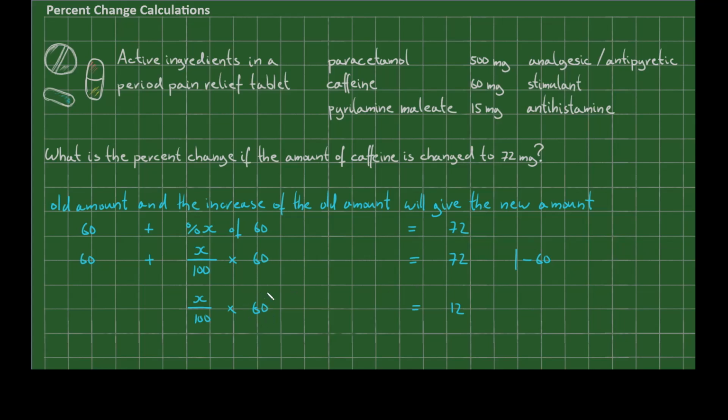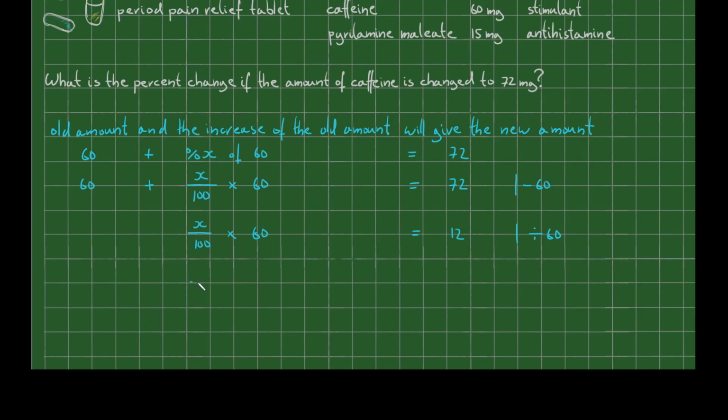Now I'm going to transpose this 60 that is involved in multiplication, and I'm going to do that by dividing both sides by 60. I need to scroll down a bit. On the left-hand side, I will be left with x over 100, and on the right-hand side, 12 divided by 60 is 0.2. The final step is to transpose the 100. I'm currently dividing by 100, so to transpose it, I'm going to multiply both sides by 100. On the left-hand side, I will be left with x, and on the right-hand side, I will be left with 20. Once again, we have calculated that the percent change is 20.